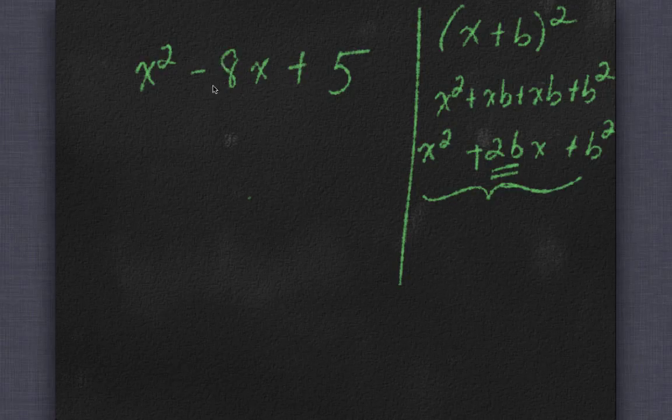So what I do is I take half of this value, well, the first thing I do is move the 5.